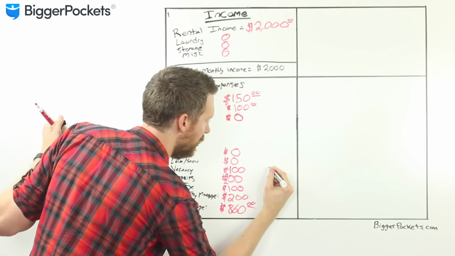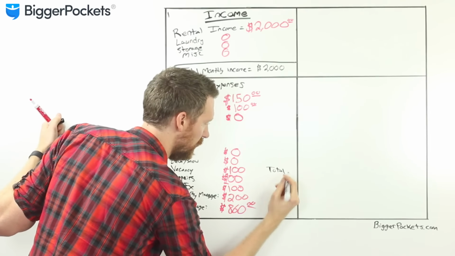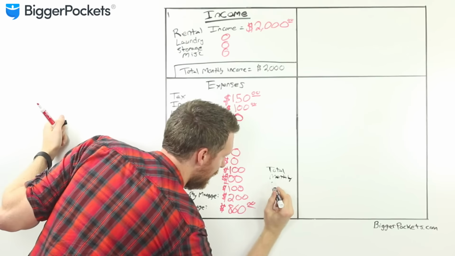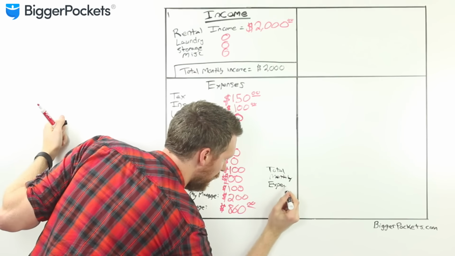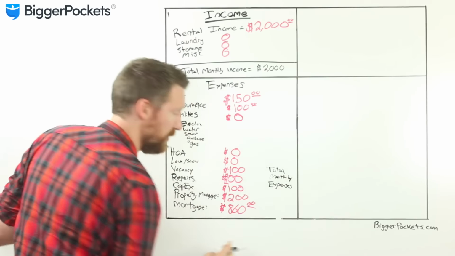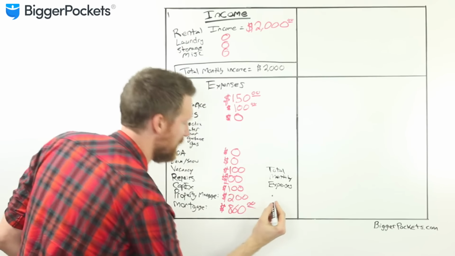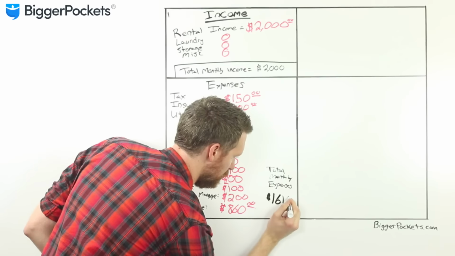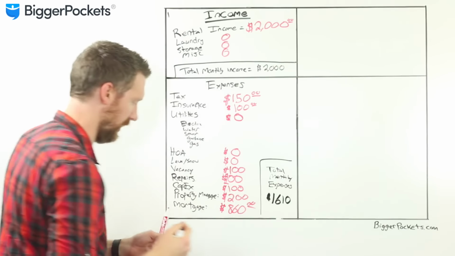and I don't really have room for it, so I'm going to put it here. Total monthly expenses. Pardon my awkward standing here. Not used to writing on a whiteboard. Total monthly expenses of, what do we say, $1610. I'll put a little box around that because we want to call it important.